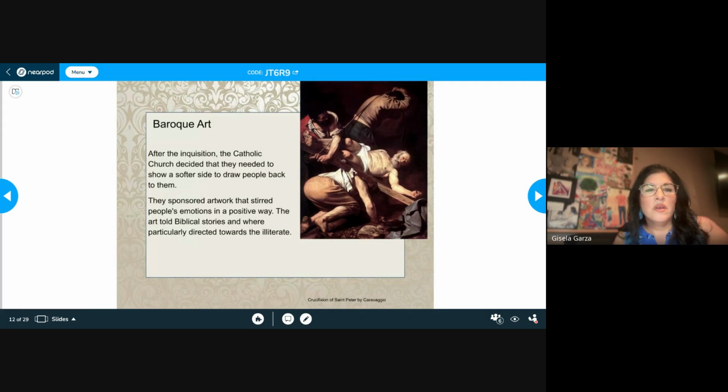Baroque art. After the Inquisition, the Catholic Church decided that they needed to show off a softer side to draw people back. Even though the artwork was dramatic and emotional, it made them a lot more humanized. It didn't mean that the artwork was going to be just lovely and butterflies. No, it means that they were going to bring more humanity to it and not just say, you're going to hell, you're going to burn in flames, the devil, you're a sinner.